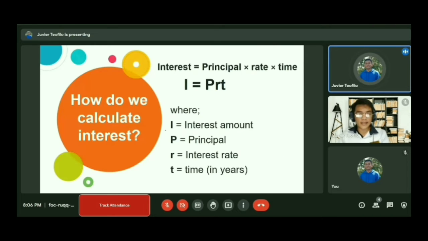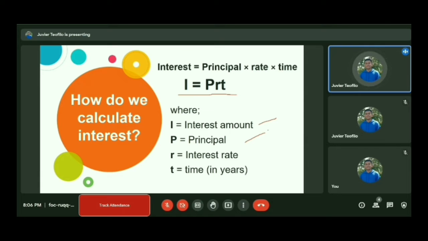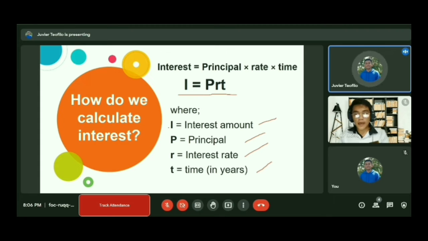How do we calculate interest? We have here the formula. Interest is equal to principal times rate times time, or simply I = PRT, where I is the interest amount, P is the principal, R is the interest rate, and T is the time. So let's use this formula to solve a problem.